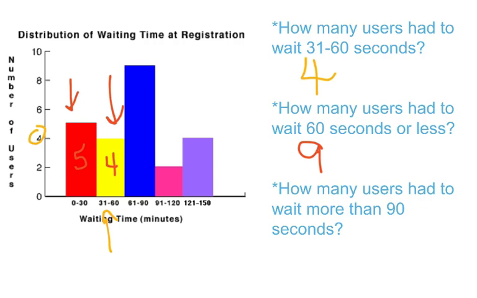The next question asks, how many users had to wait more than 90 seconds? So that means I'm going to now look at these 2 bars, because 91 seconds is more. So here, 91 to 120 is 2 users, and 121 to 150 is 4 users. Together that makes 6. So 6 users had to wait more than 60 seconds.